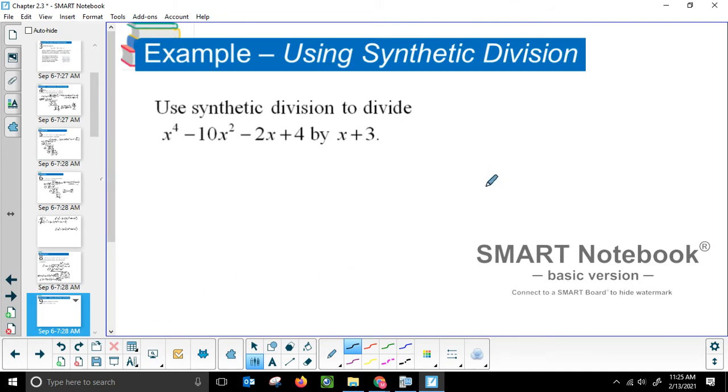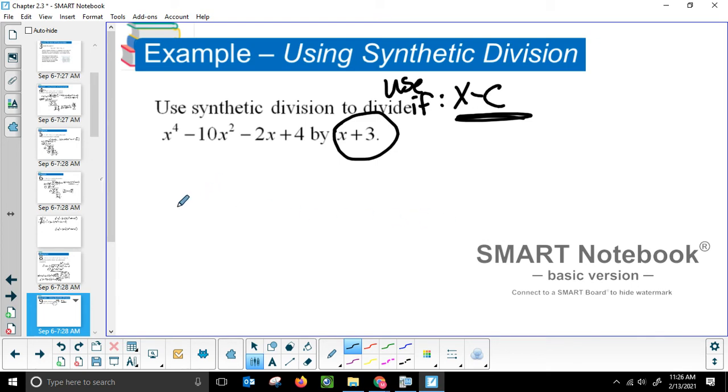Now we're going to use synthetic division. You can use synthetic division whenever your divisor is of the form x minus c. So in this case, my c would be -3. Minus a -3 would become +3. So you don't want to use it if you have something like 2x minus 7 or 3x plus 2. Really, you only want to use it if we have that form.